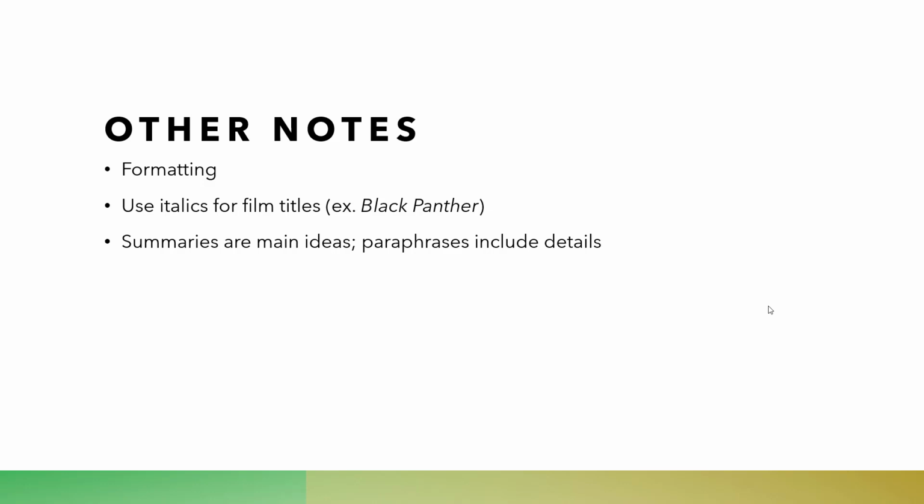Please also remember that film titles come in italics. We will be talking more about how to format titles when we get into citation, but just for now, know that when you are using the title of the film, every time you use it, you put it in italics. Also, just a quick reminder, summaries are for main ideas. Paraphrases are the ones that include details. So if you are talking about the movie, if you're introducing the movie overall, or if you're introducing the main idea of a source, that's when you would use summary. Paraphrasing is more for specific places. We just want to remember the purpose both those serve in the context of these essays.